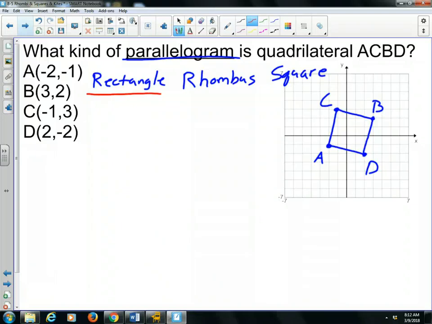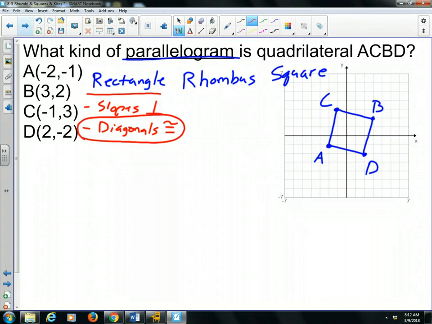If it's a rectangle, we can do one of two things. We could say that the slopes are perpendicular, and we could say that the diagonals are congruent. Those are two things that we know are true of all rectangles. So we could find the slopes of all four sides, or we could find the distance of two diagonals. We can do either one. I'm going to do the distance formula 2 times to find the distance of the diagonals. If they're congruent, we have ourselves a rectangle.